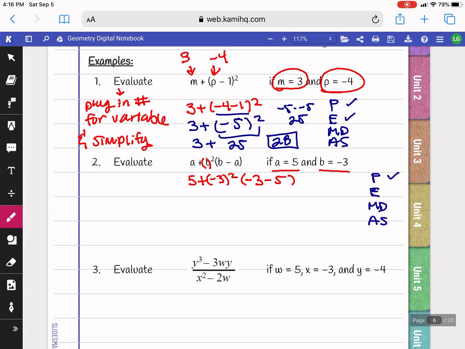So I'm going to start with parentheses. This parentheses is already simplified because it just has negative 3. This one has two numbers, so we have to simplify. Negative 3 minus 5 is negative 8. Everything else stays the same for now. Next I go to exponents, so we simplify negative 3 squared. That means we're doing negative 3 times negative 3, which is 9.